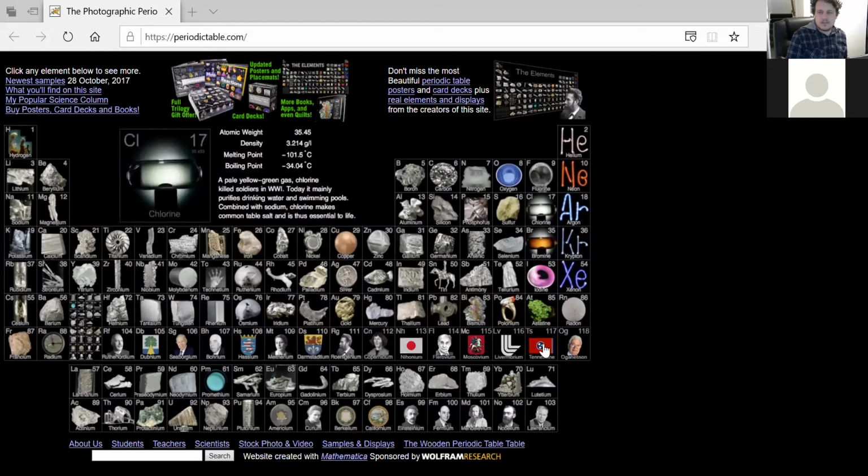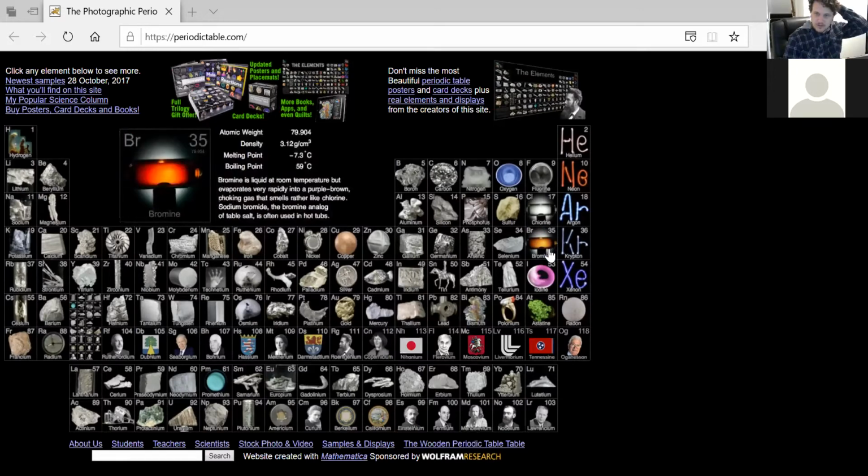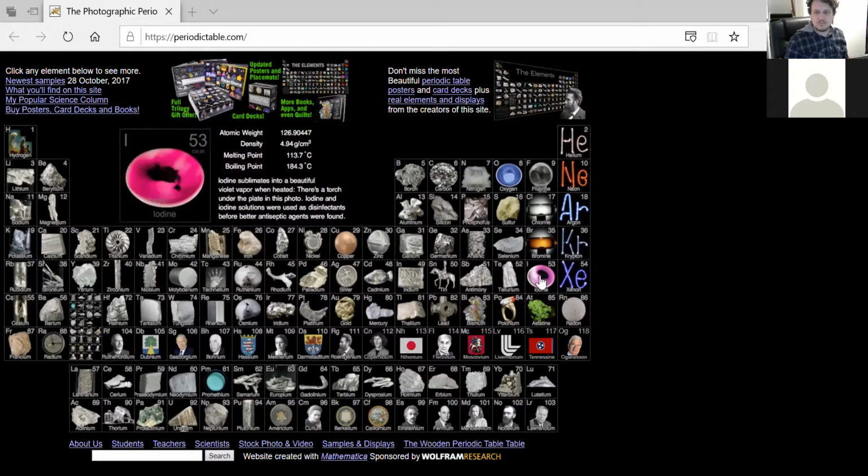The fluorines, the halogens, there we go, got that in the end. All very reactive. So chlorine, fluorine, bromine, iodine is very important for biology as well. These three are very, very reactive.